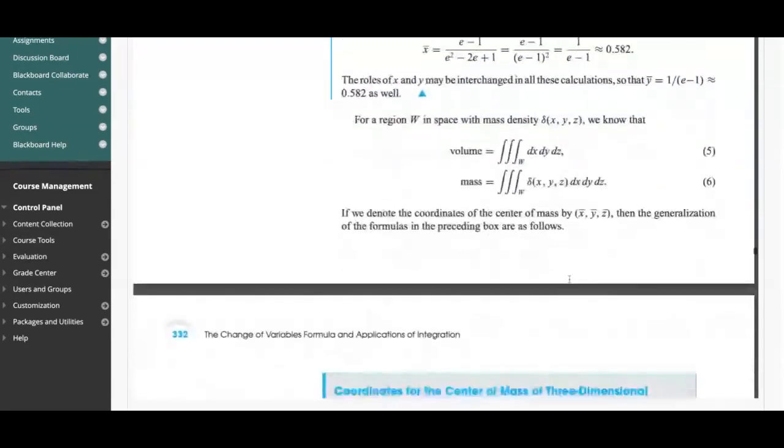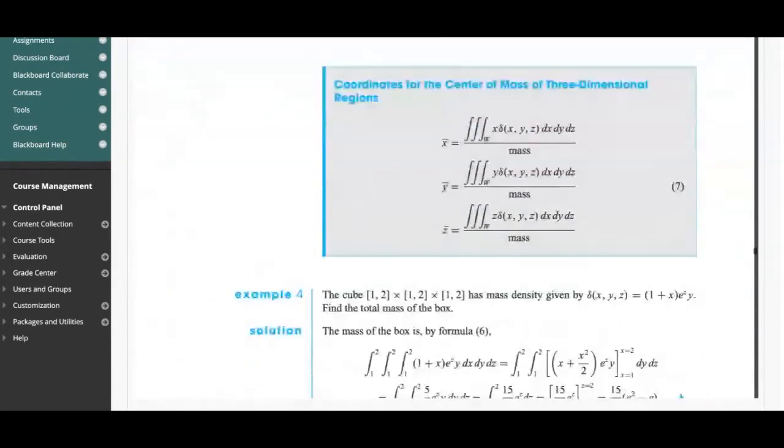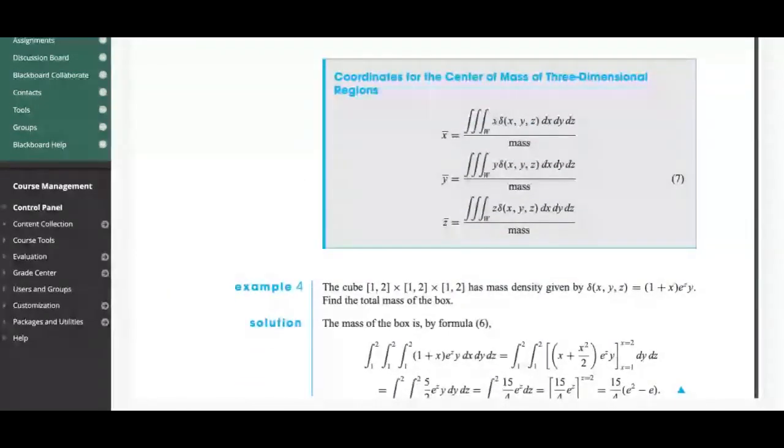For triple integral, same thing, right? For finding x bar, we put x in the integrand for the numerator. For y bar, we put a y in the integrand. For z bar, we put a z in the integrand in the numerator.